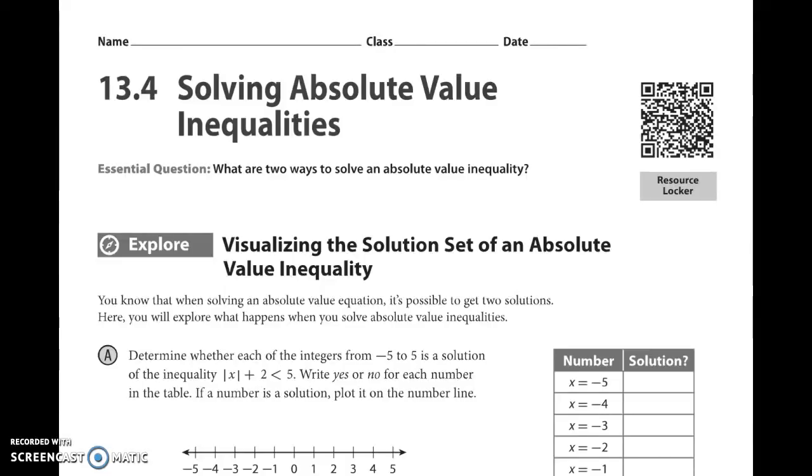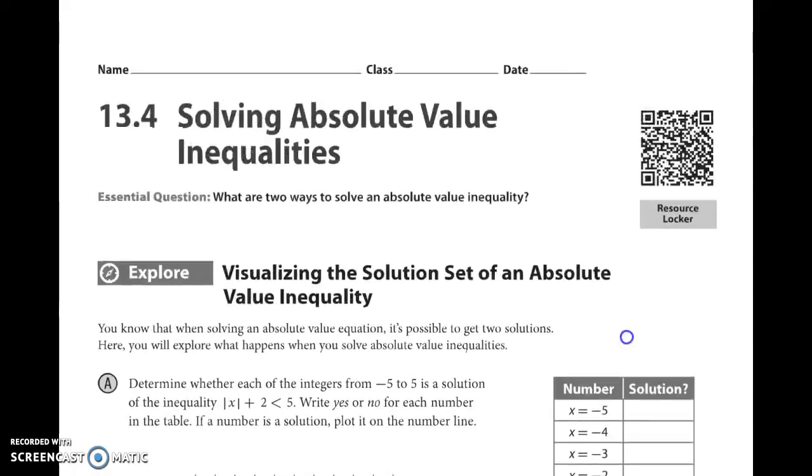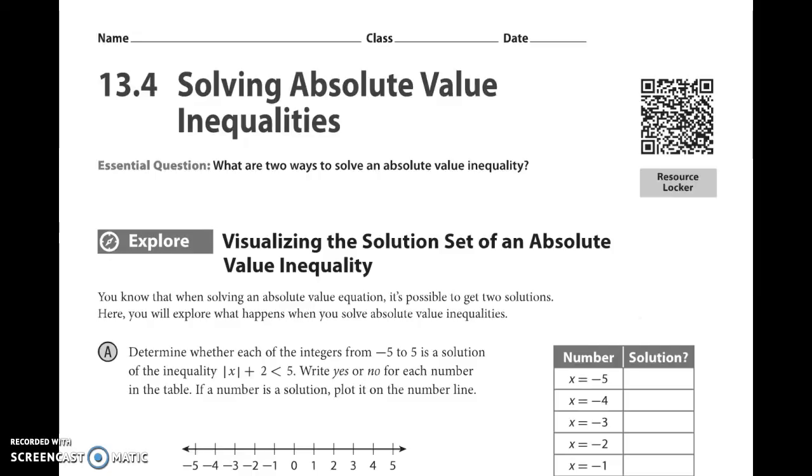So today I'm going to go over Module 13.4, which starts on page 611. And we are going to go over solving absolute value inequalities. And I'm going to kind of jump around here a little bit because we just did solving absolute value equations.